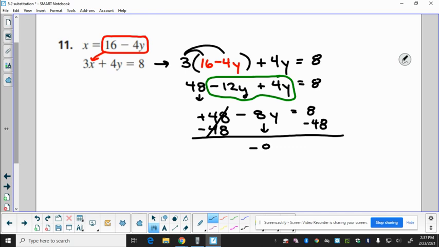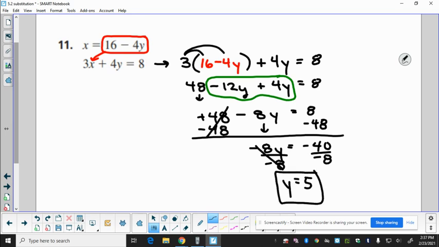Drop down, don't forget the negative in front of that 8. Add those up, that's negative 40, and finish this up. So divide by negative 8. Watching your signs carefully. 5 is that answer. Now remember, you are not finished.